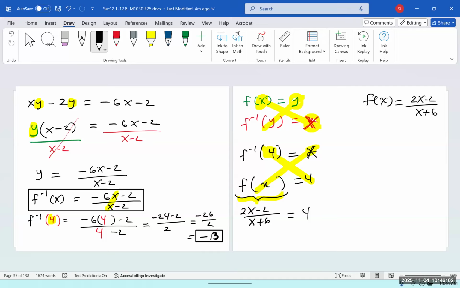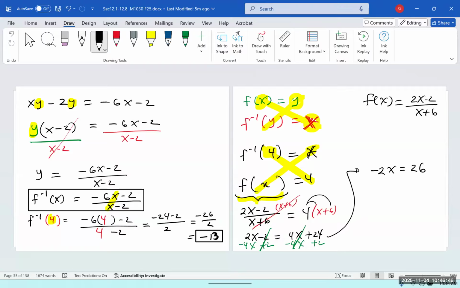If you can figure this out, your life is easy. What do you have to do to solve for x? Multiply by x plus 6. So you get 2x minus 2 equals, distributing, 4x plus 24. See, it's much simpler than what we did. And then what do you do? Subtract 4x, and add the 2 at the same time. So this cancels out, this cancels out. We get negative 2x equals 26, divided by negative 2. And we get the same answer as before. See? How simple is it?